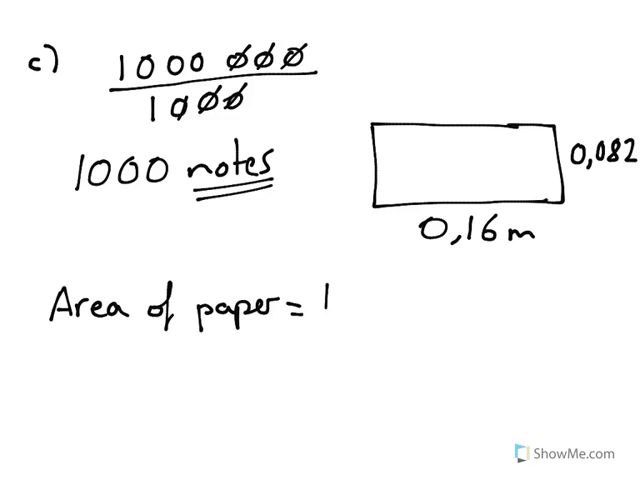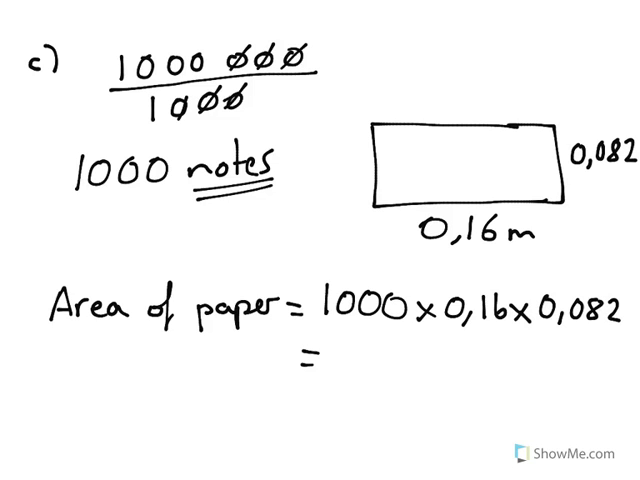So the area of paper that I'm going to need is going to be just as before, 1,000 times 0.16 times 0.082. Again, you can practice it with your multiplication technique with decimals if you want, or you can be a little bit lazy and use a calculator. 13.12 square meters.